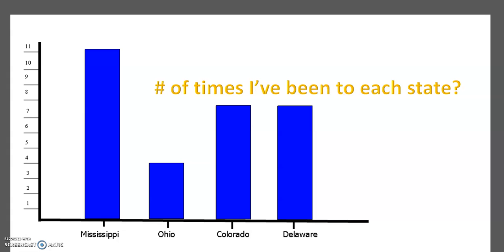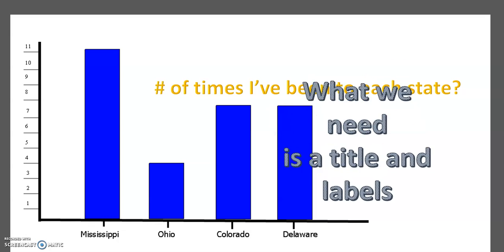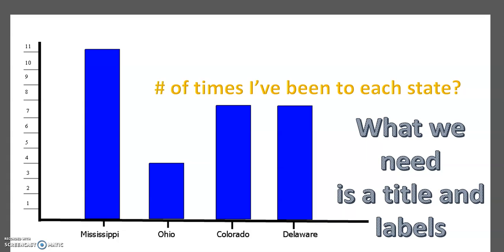How about the number of times I've been to each state? Have I graphed my trips to Mississippi, Ohio, Colorado, and Delaware? Well, I have to tell you, I've never been to Mississippi or Colorado, so that's not it. What we need is a title to this bar graph and labels to know what it is we're looking at. Do you have any guesses?